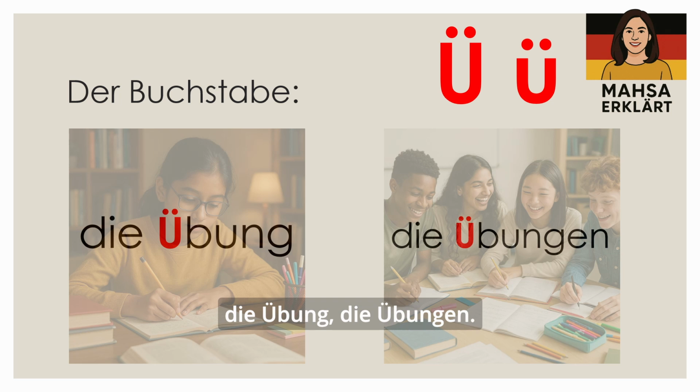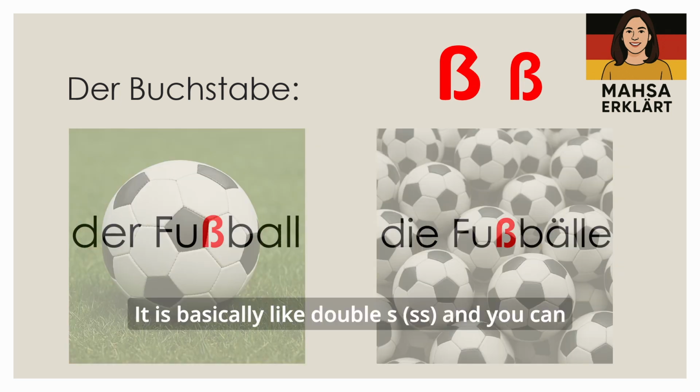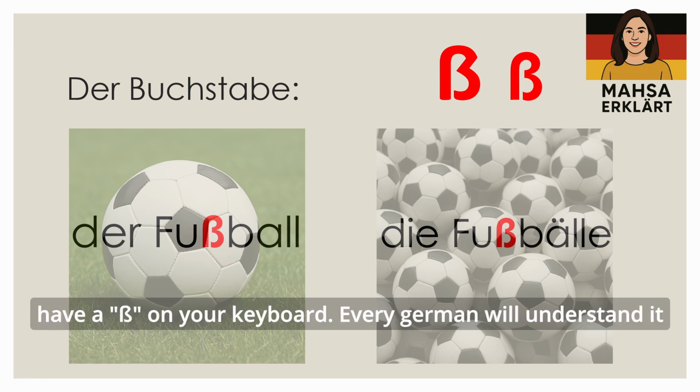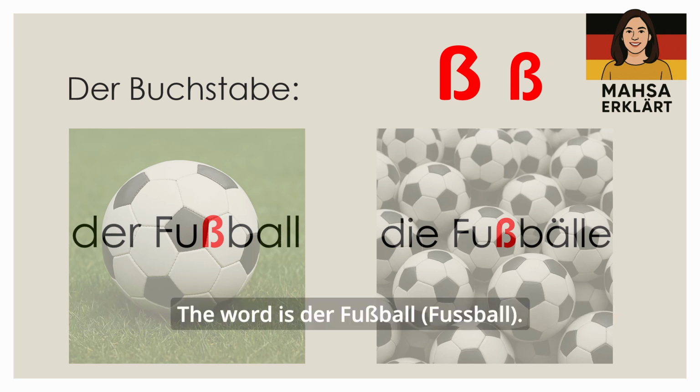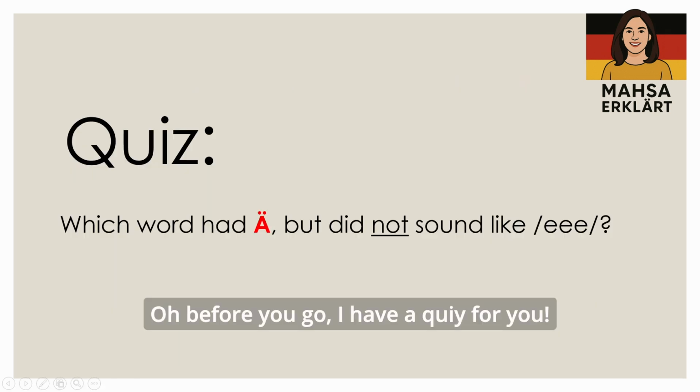Die Übungen. Next letter is ß. It is basically like double S, and you can replace it with double S anytime if you do not have a ß on your keyboard. Every German will understand it. The word is der Fußball. Die Fußbälle.